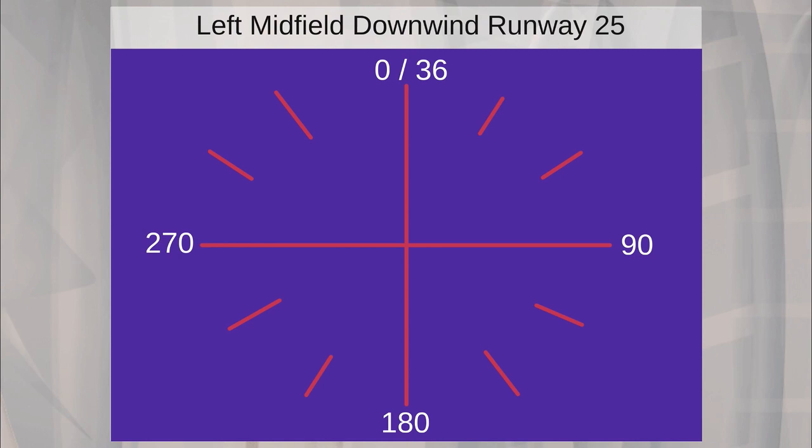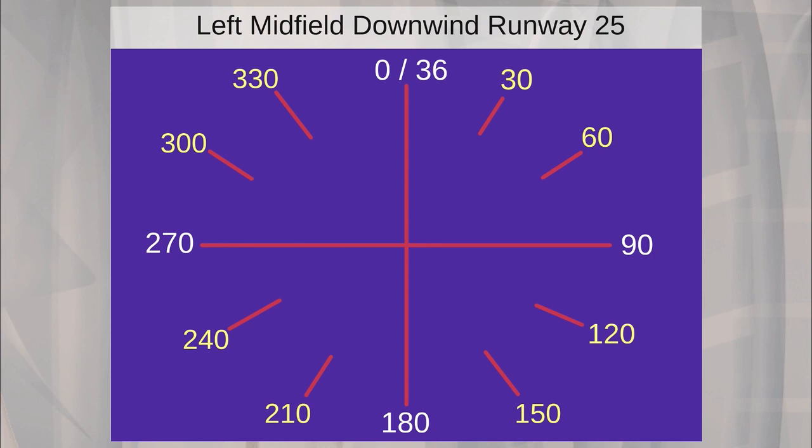Now, we want to go and label these. Each one of these now is going to be 30 degrees. So the first one, 30 degrees. The second one, 60 degrees. Then, of course, the next line would be 90. Next up, 120, then 150, and then we have 180. The next one's 210, 240, then you have 270. The next line I put in is 300, and then 330.